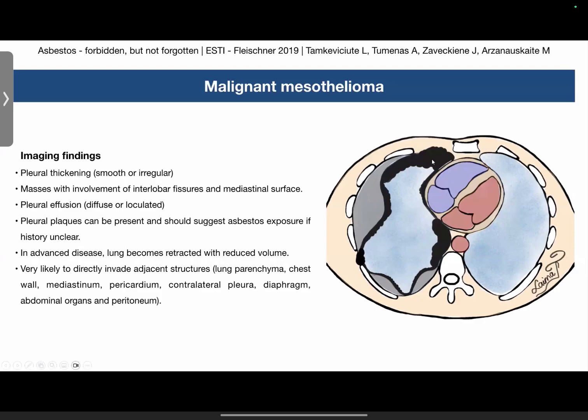So there's pleural thickening, which can be smooth or irregular. Masses involving the interlobular fissures and mediastinal surface, as you can see here. Pleural effusions can be loculated. Pleural plaques, maybe here we don't have a picture, but it could be with calcifications. In advanced disease, the lung becomes retracted with reduced volume and is very likely to invade adjacent structures: lung parenchyma, chest wall, mediastinum, pericardium, contralateral pleura, the diaphragm, and then extend into the abdominal organs and peritoneum.